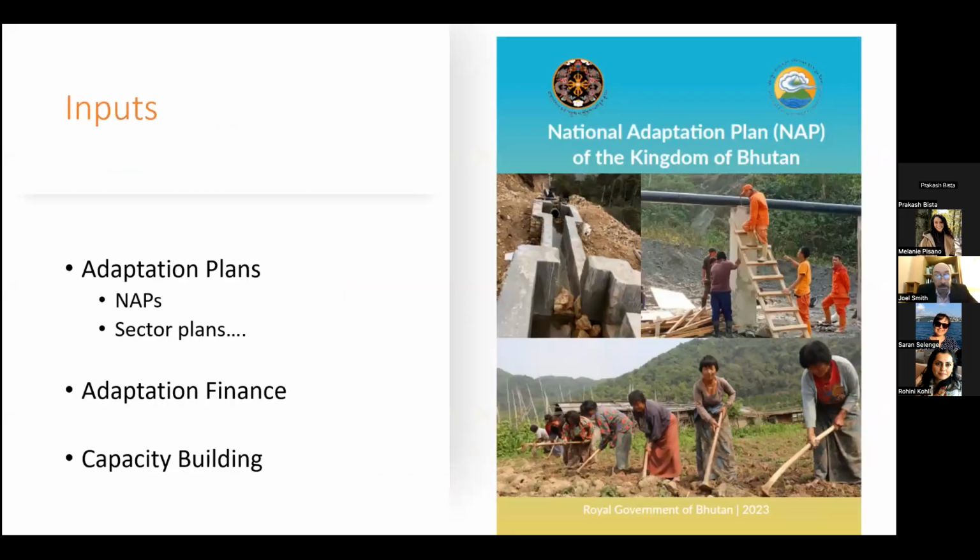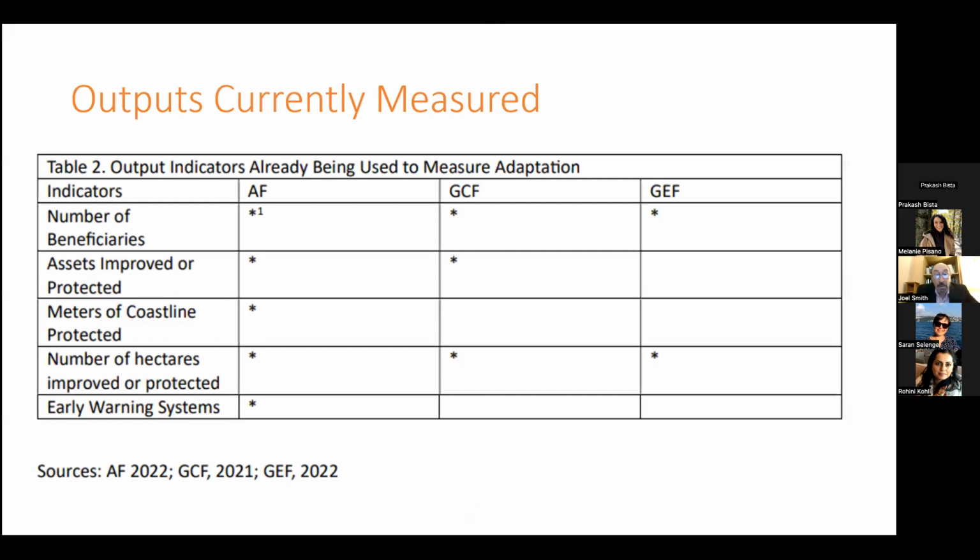All right, so here are some examples of inputs. Adaptation plans, National Adaptation Plans. Here's the cover of the NAP for Bhutan, which was just released this year. But there are other things. There are sector plans, many other kinds of plans. Adaptation finance, and by the way, both adaptation plans and finance are being measured in the UNEP gap reports. There's also capacity building, training, that kind of thing. All right, now a number of outputs are being measured.